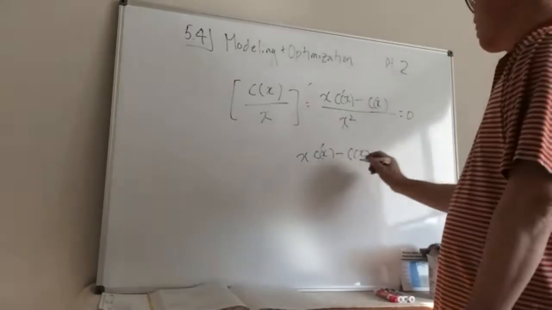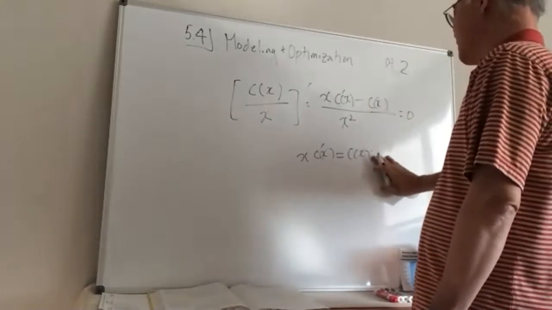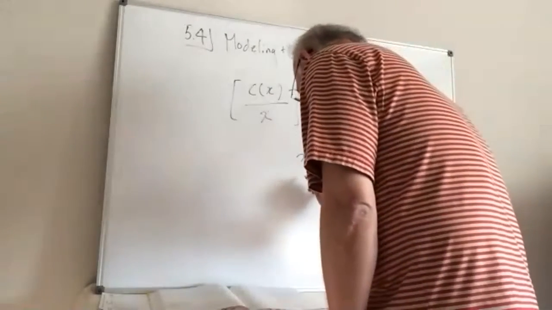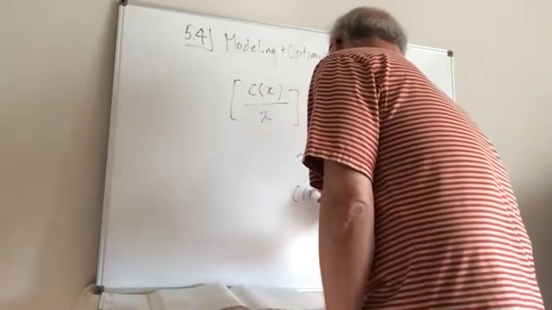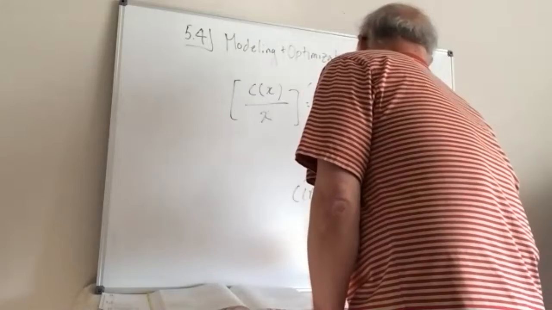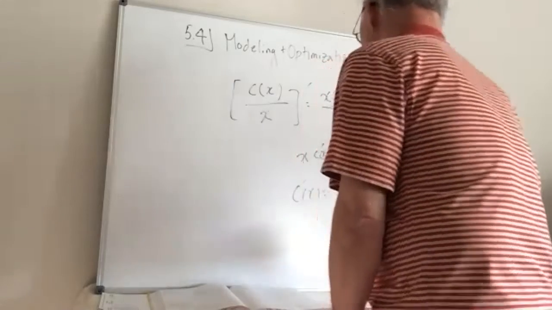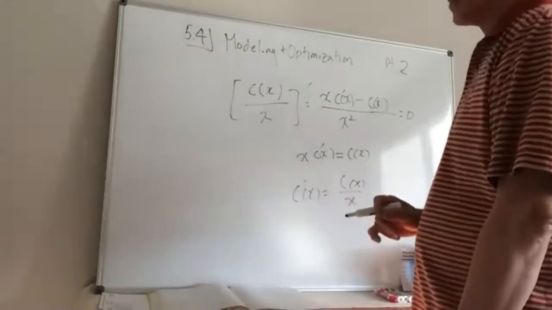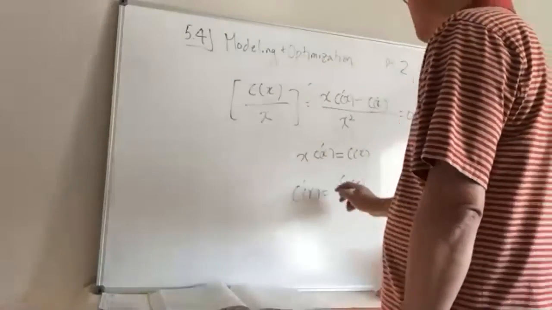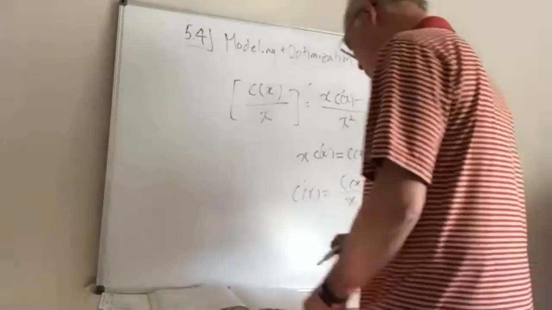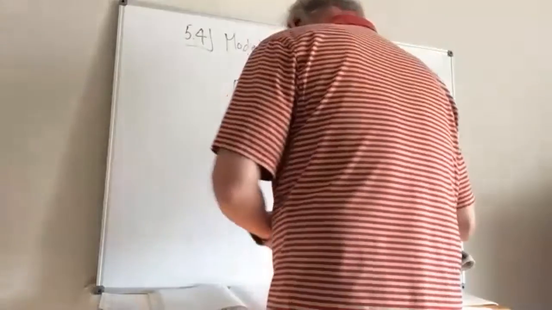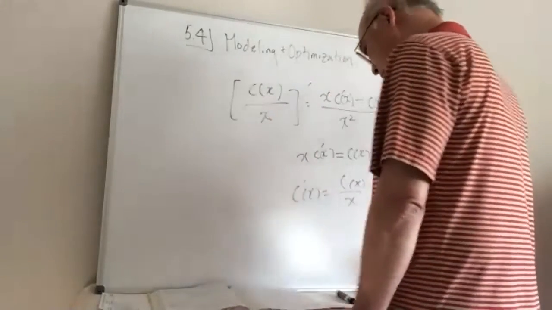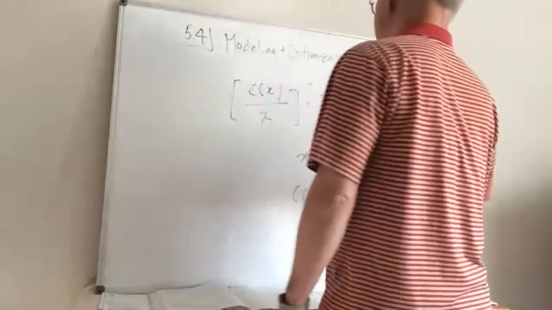So I move this over. It's going to look like this. So what am I going to get? C prime of x is going to be equal to C of x over x. In other words, if this guy is the smallest, I'm going to have the best. Okay, because I want to make this the smallest, right? And that's where we get minimizing the average cost. When I minimize the average, I want to minimize the average cost. Okay, so let's see if we can do example number 6.